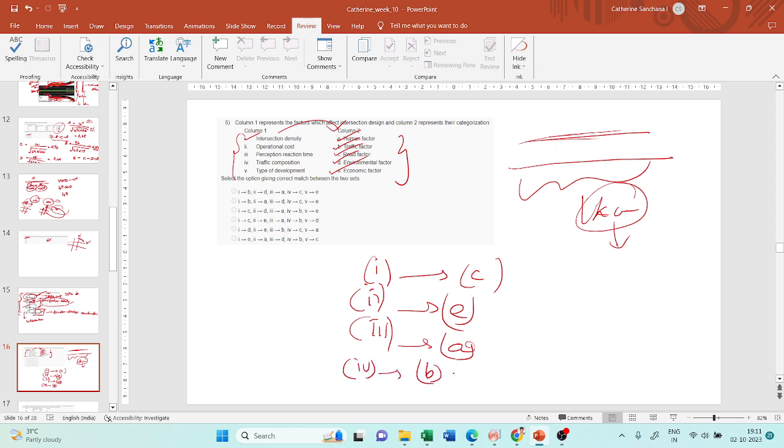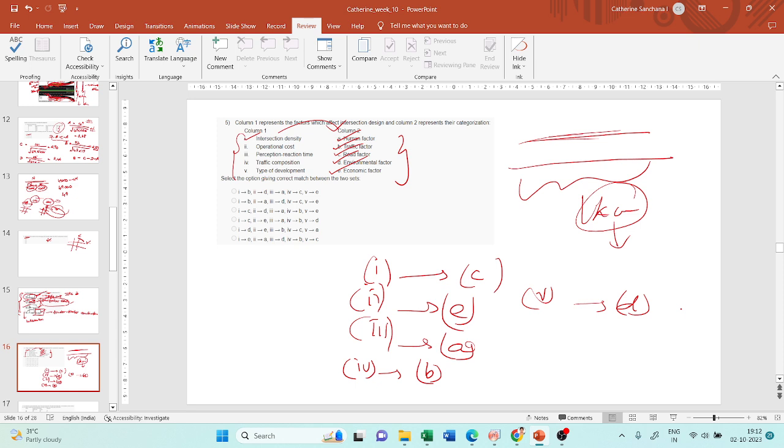B. Type of development. So type of development is, if there's a roadway, what are the types of developments adjacent to it? So in that environment of the roadway, what types of development can you see? You can see they will affect the intersection design, right? So that will come under environmental factor.